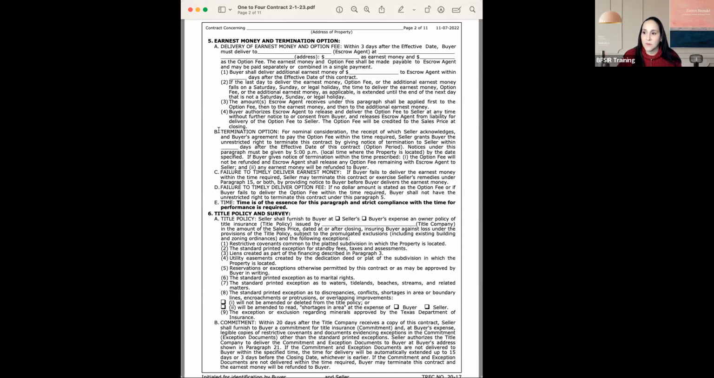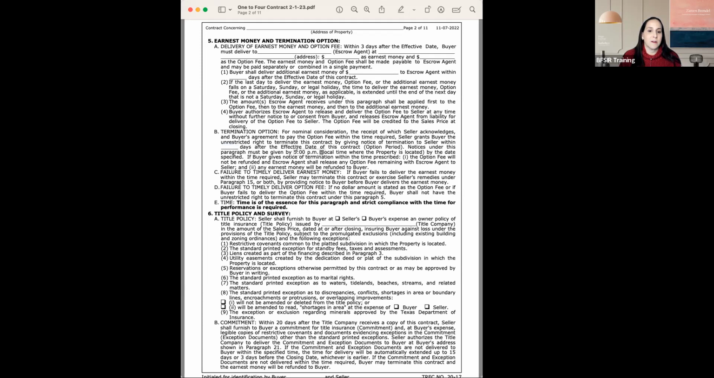This used to be paragraph 23, and now they tucked it under here, which I think was a good change last year. So for nominal consideration, the buyer agrees to pay this option fee, and seller grants the buyer the unrestricted right to terminate by giving notice of termination to seller within blank days. So that's the length of your option period after the effective date.